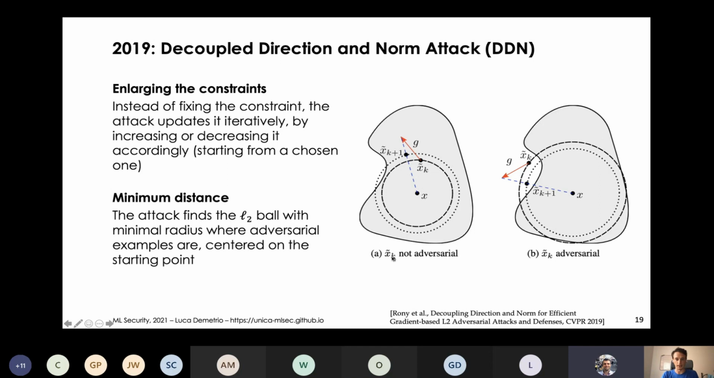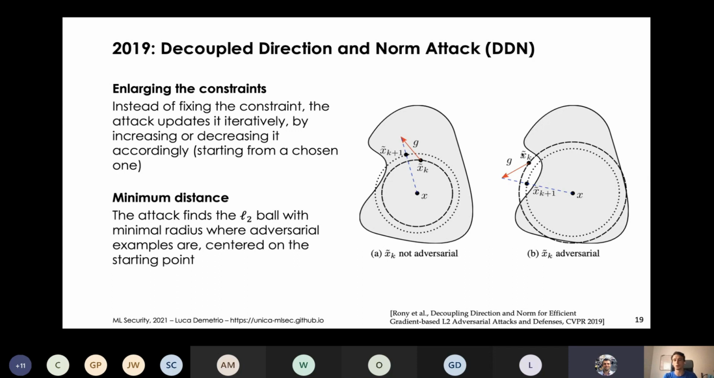So in the case A, you proceed in the adversarial perturbation, and you're not adversarial, so you enlarge the constraint. So you pass from here to here. But at some point, you're going to find the adversarial example. But since you want the minimal perturbation, you're going to shrink this ball until basically you find something on the boundary. So this attack has been proposed for the Euclidean norm, and that was kind of working.